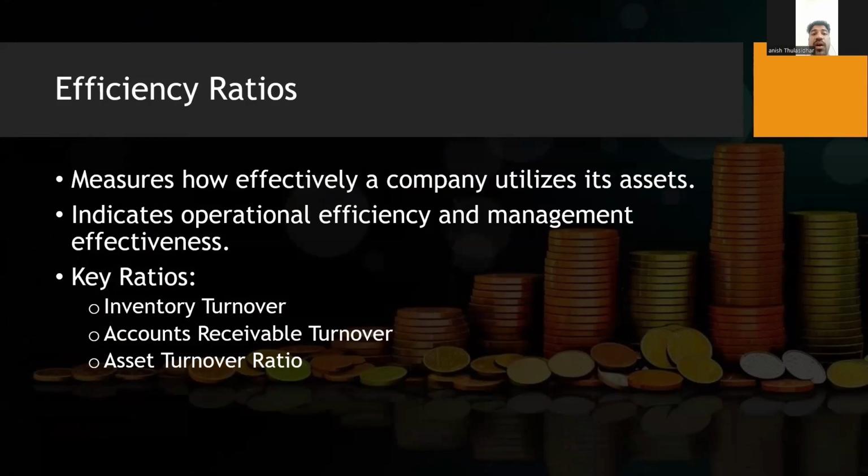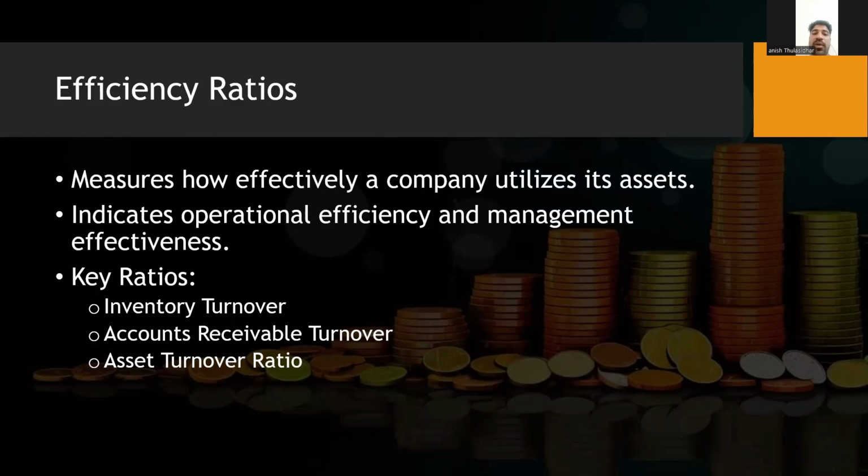Efficiency ratios evaluate how effectively a company utilizes its assets and liabilities to generate revenue. Well-optimized companies maximize return on resources. Key ratios. Inventory turnover is equal to cost of goods sold divided by average inventory.